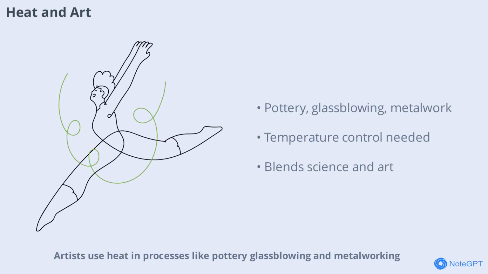Artists use heat in processes like pottery, glassblowing, and metalworking. Controlling temperature is essential for shaping materials and creating beautiful works of art. This intersection of science and creativity shows how heat influences culture and craftsmanship.